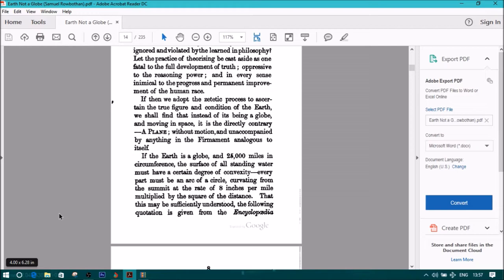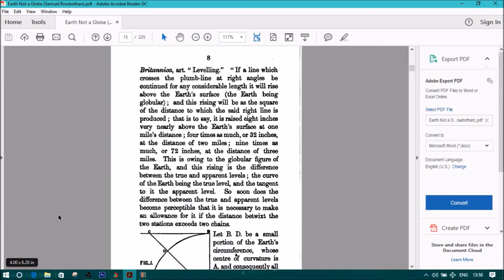That this may be sufficiently understood, the following quotation is given from the Encyclopaedia Britannica, article "Levelling": "If a line which crosses the plumb line at right angles be continued for any considerable length, it will rise above the earth's surface, the earth being globular in this hypothesis, and this rising will be as the square of the distance to which the said right line is produced. That is to say, it's raised 8 inches, very nearly, above the earth's surface at 1 mile distance, 4 times as much, or 32 inches, at the distance of 2 miles, 9 times as much, or 72 inches, at the distance of 3 miles.